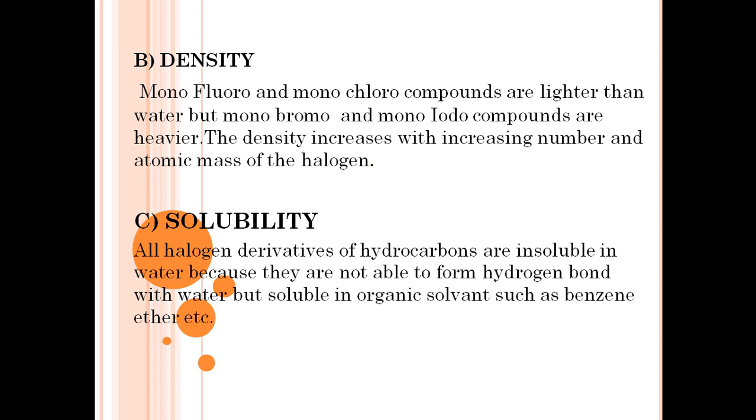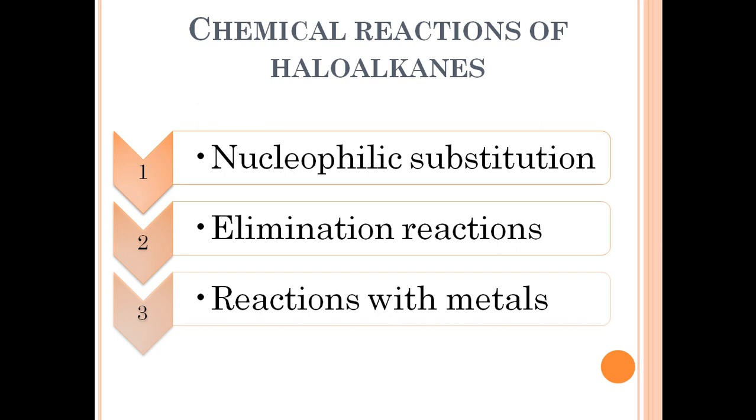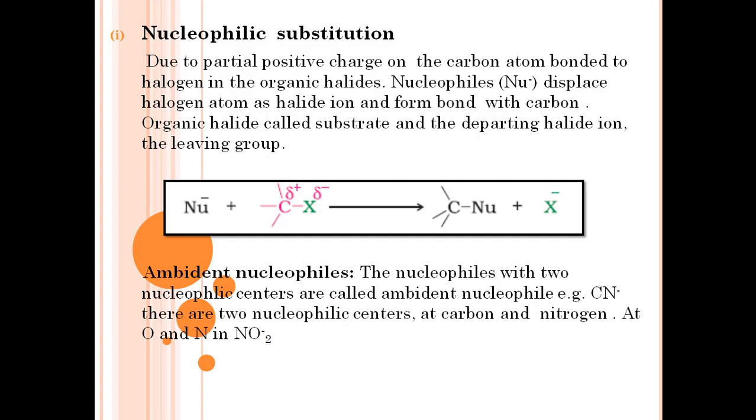Next property is solubility. All halogen derivatives of hydrocarbons are insoluble in water because they are not able to form hydrogen bonds with water, but soluble in organic solvents such as benzene, ether, etc. Chemical reactions of haloalkanes will be divided into three categories. First, nucleophilic substitution reaction, second one is elimination reaction, and then reactions with metals. So first we discuss the nucleophilic substitution reaction.